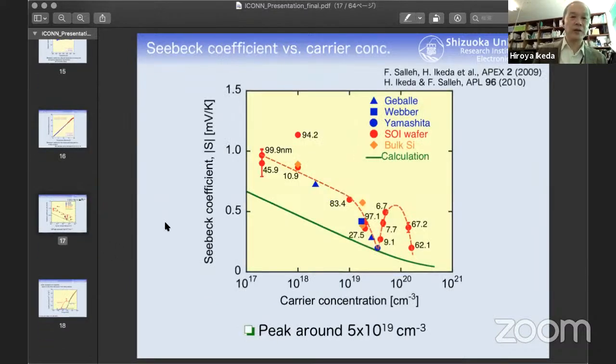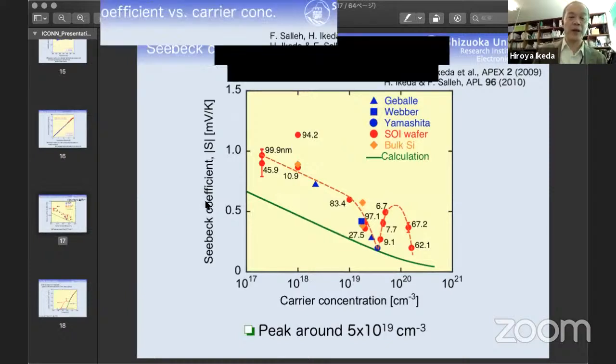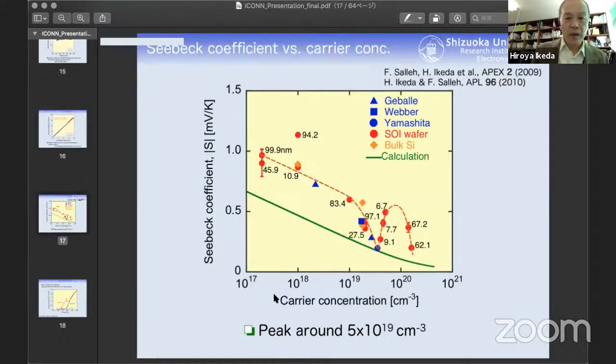This is a summary of the Seebeck coefficient for our samples as a function of carrier concentration. The red symbols are the SOI layer data obtained by our experiments, and this number is the thickness of the SOI layer. Firstly, you can see a peak around 5 times 10 to the 19th, around here.